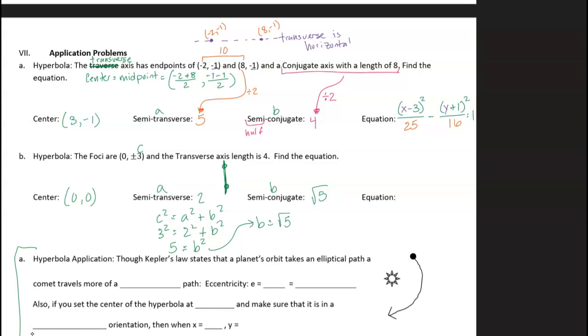So this is a vertical, meaning our X value is the term that is negative, and our Y is the term that is positive. Our A value squared is always under our positive term, so the 4 is under the Y, and the B value squared is under our negative, so the square root of 5 squared is 5, and it's set equal to 1. And we're done. That's our equation.